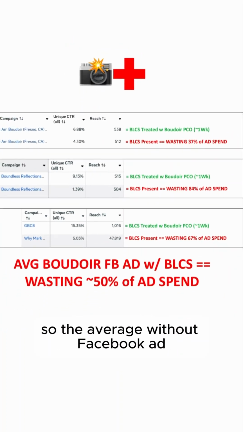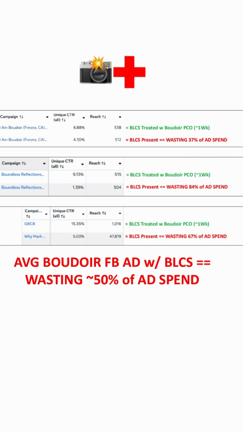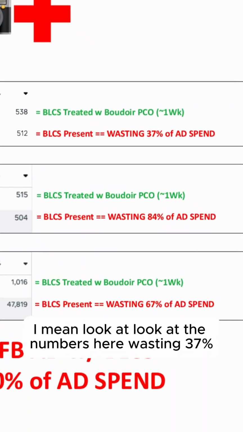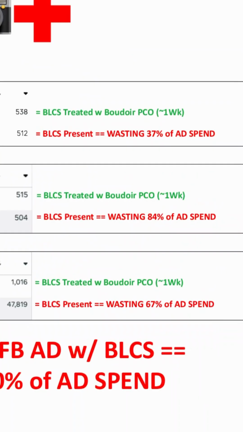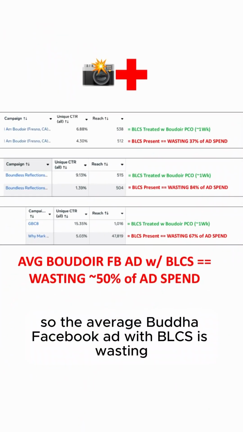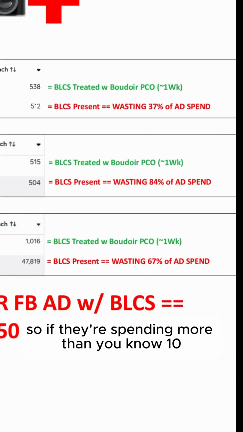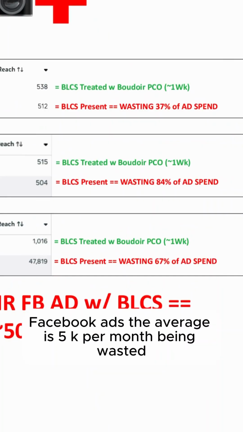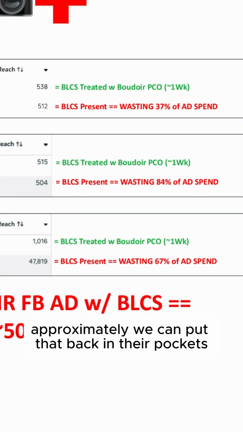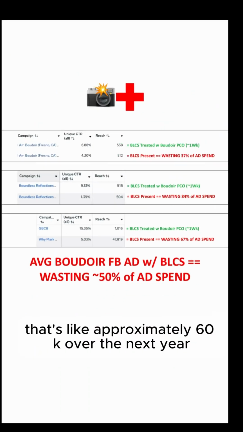So the average Facebook ad with BLCS is wasting about 50% of its ad spend. I mean, look at the numbers here, wasting 37%, wasting 84%, wasting 67%. So if they're spending 10 grand a month on boudoir Facebook ads, the average is 5K per month being wasted. Approximately, we can put that back in their pockets. That's like approximately 60K over the next year.